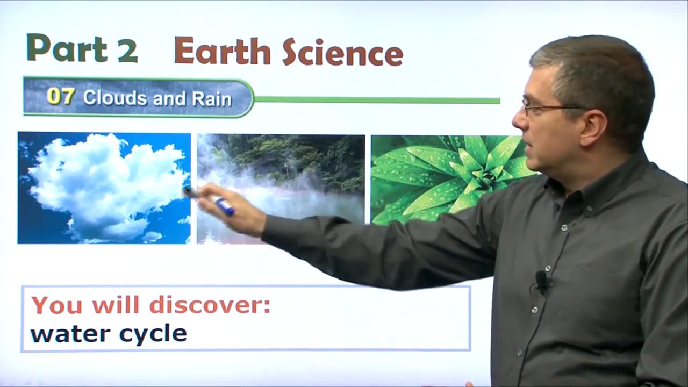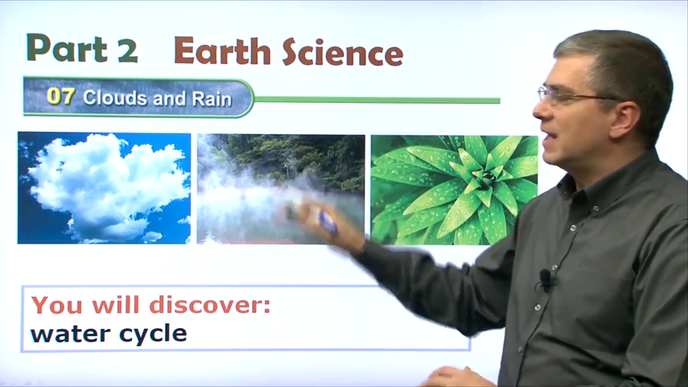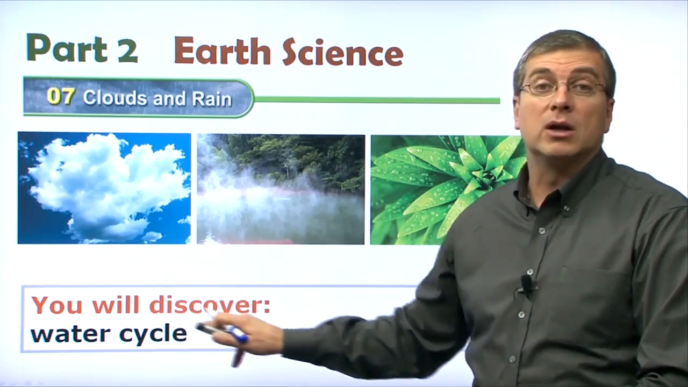Well, in this unit, Unit 7, we're going to be studying clouds and rain. We can see different pictures of clouds and rain and the intermediate stage between clouds and rain. In this unit, you will discover the water cycle.